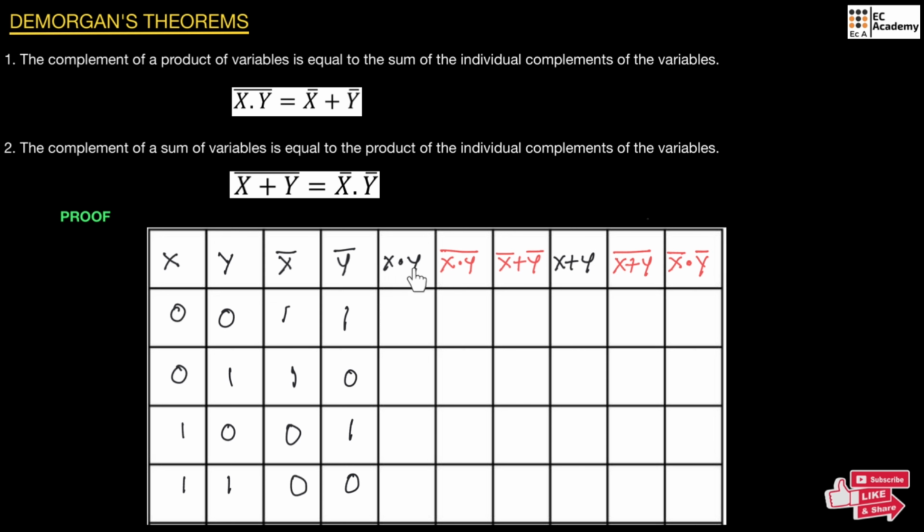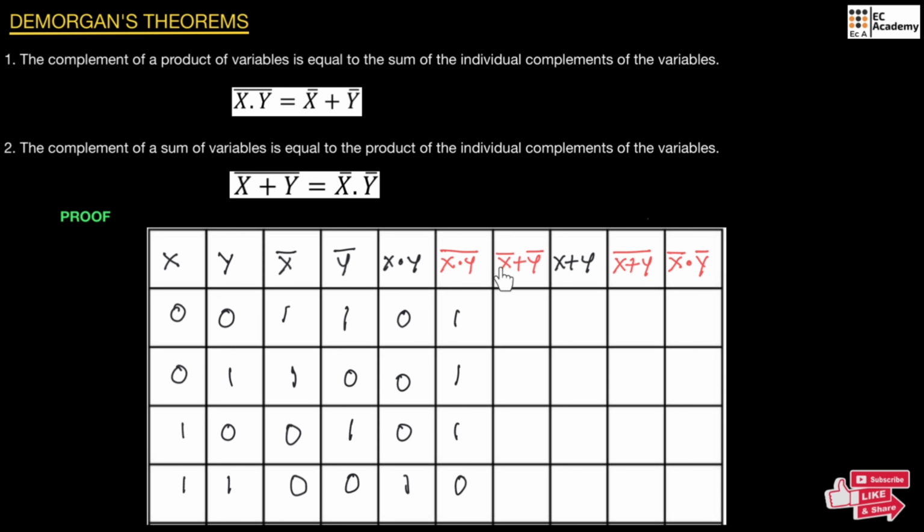Let us take x dot y, which is the AND operation of x and y. So 0 and 0 will be 0, 0 and 1 will be 0, 1 and 0 will be 0, and 1 and 1 will be 1. So it will be 0, 0, 0, 1. Now let us find x and y whole bar, which is the complement of x and y. So the complement of x and y will be 1, 1, 1, 0.